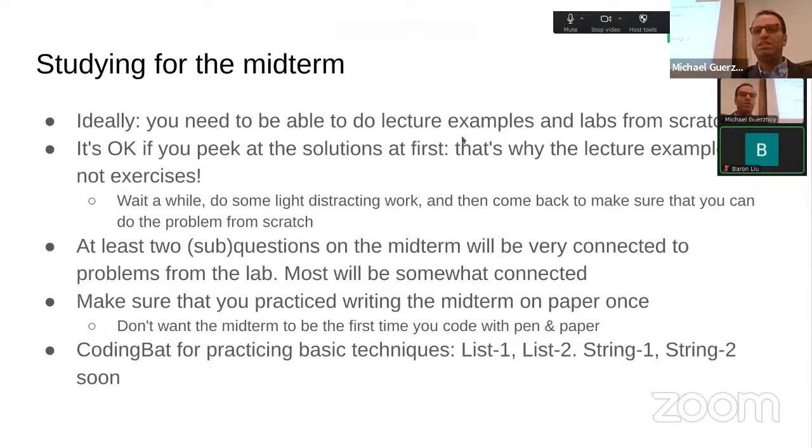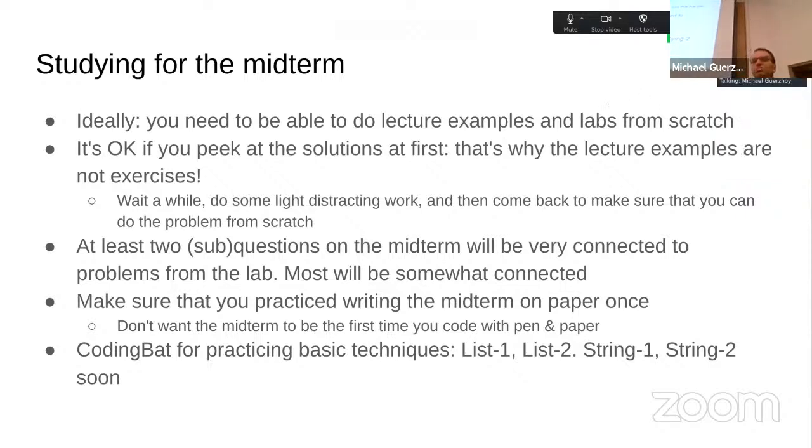So first of all, what's the idea? The basic idea is you need to be able to do lecture examples and the examples from the labs from scratch. Of course, you're not supposed to know how to have done the examples from lecture before you came to lecture. That's why there is a lecture. But after you look at the examples from lectures and think about them, the ideal is that you would then be able to reproduce those examples from scratch.